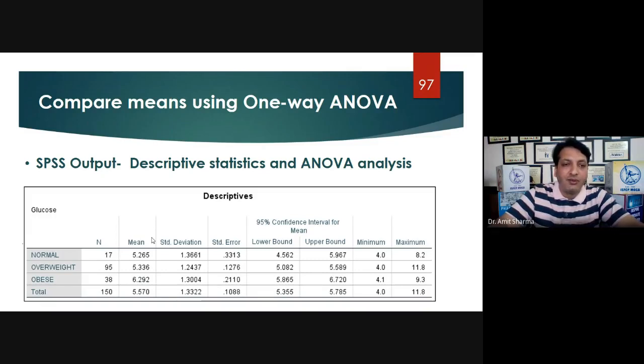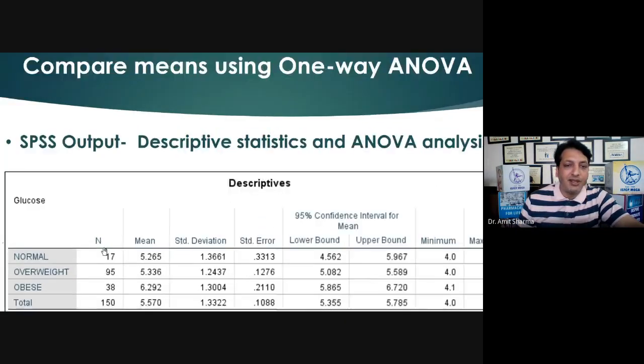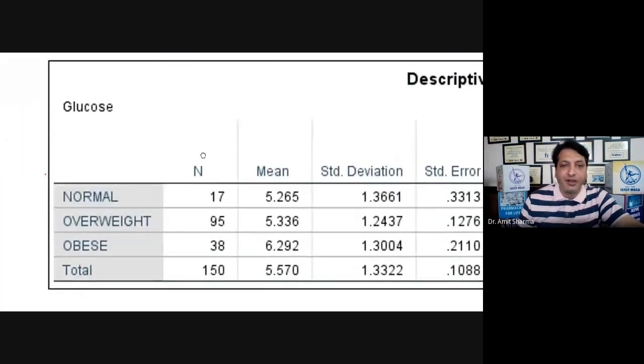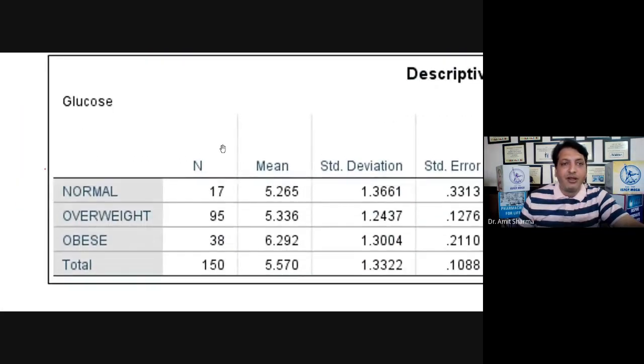How it will be written for your thesis and for the research paper: we are not going to take all the values. From the first table, we are going to take only these 3 values, which I am going to show you. On the top it gives that the dependent variable is glucose, and we have made 3 groups. First group is normal, second is overweight, and third one is obese.